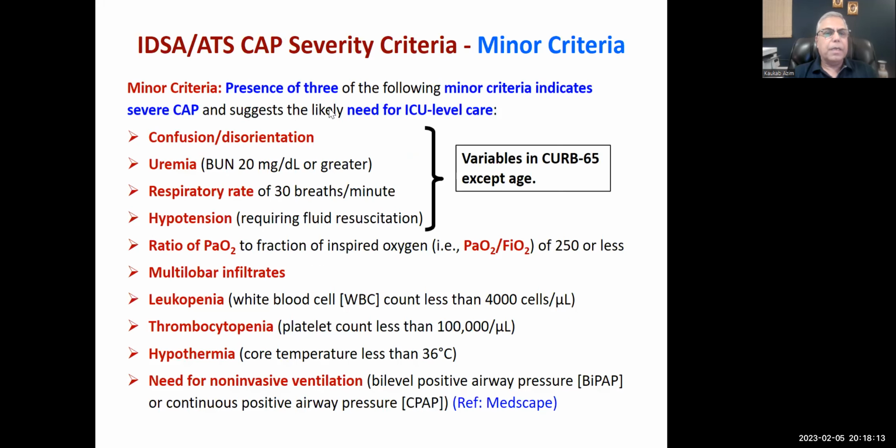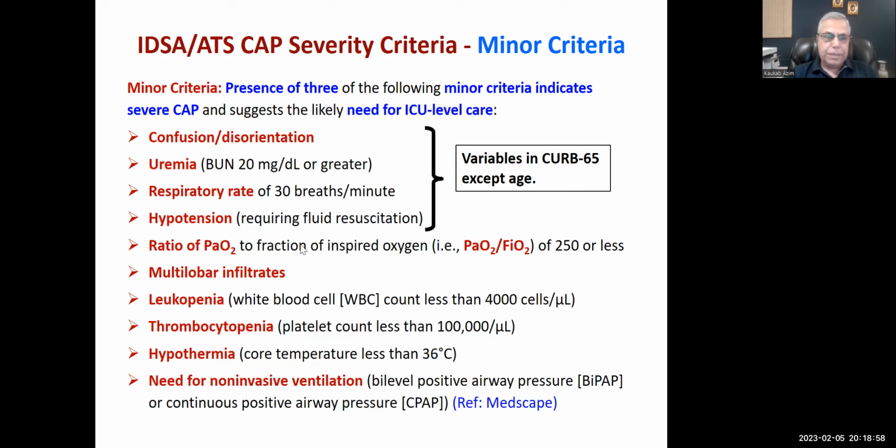So these are the minor criteria. A lot of them, these first 1, 2, 3, 4, are the same as in CURB-65: confusion, uremia, respiratory rate, hypotension. And in addition to that, we have got the fraction of inspired oxygen. What fraction of oxygen is there in the inspired air? We can increase that concentration by giving supplemental oxygen. Then multilobular infiltrates, leukopenia, the number of white blood cells is low, thrombocytopenia, the number of platelets is low, hypothermia, you know what it is, and need for ventilation.